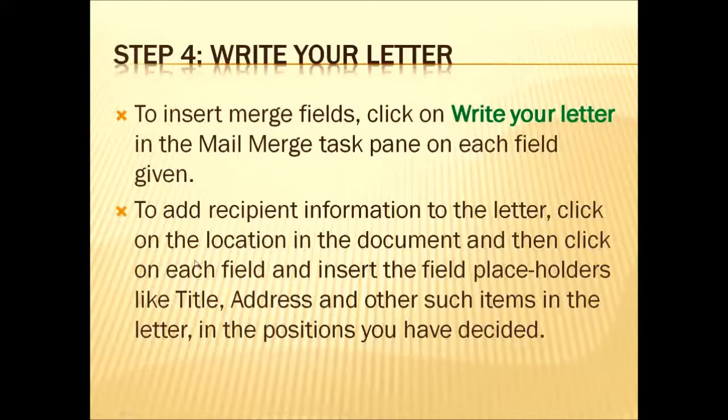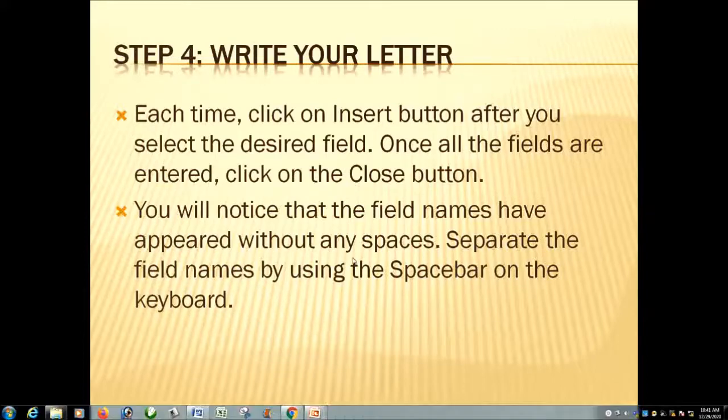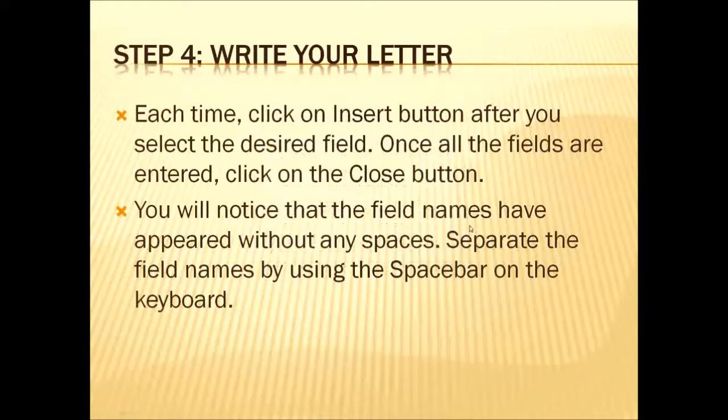You have to click on each field that you want to insert in your mail merge. Each time, click on the insert button after you select the desired field. Then if you want to select another field, click on that field and then click on insert. Once all the fields are entered, click on the close button. Now you will notice the field names appear in MS Word.